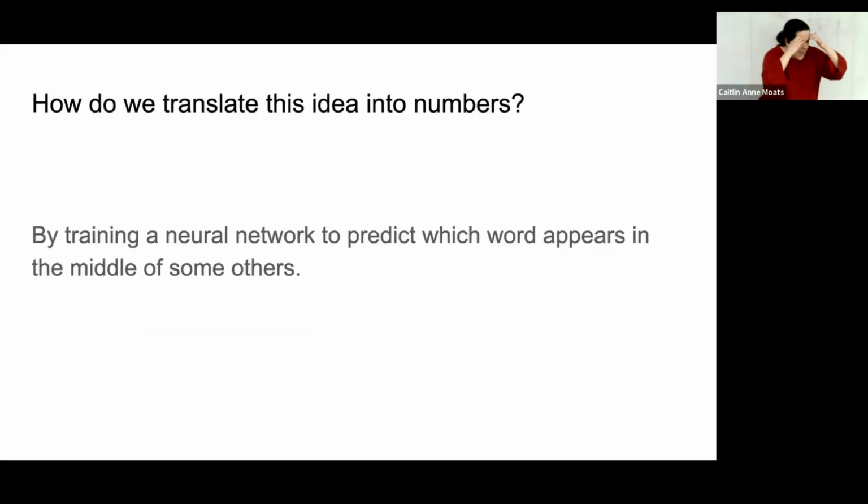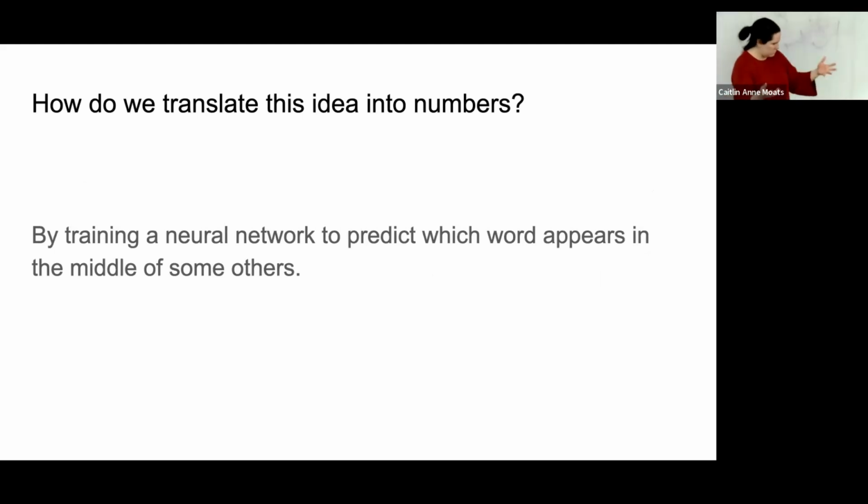So, how are we going to do this? Okay, well, thinking again about the tools we talked about last time having to do with training neural networks, we can train a neural network to predict which word appears in the middle of some others.